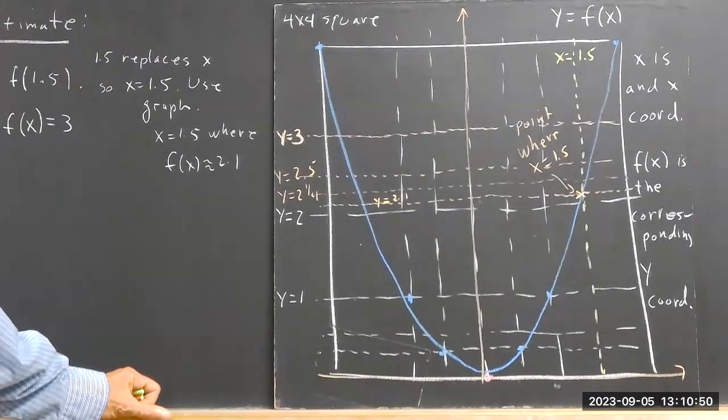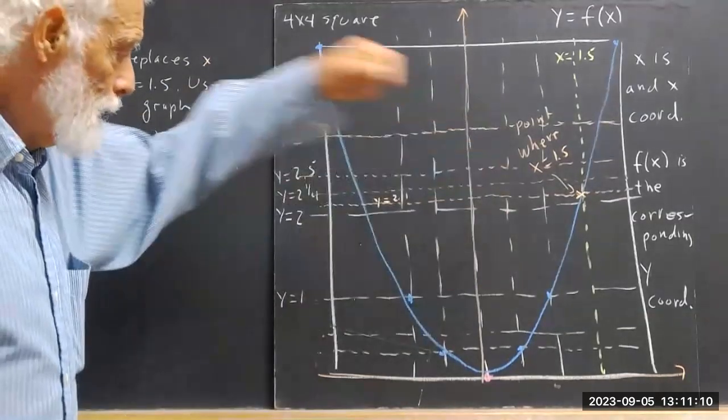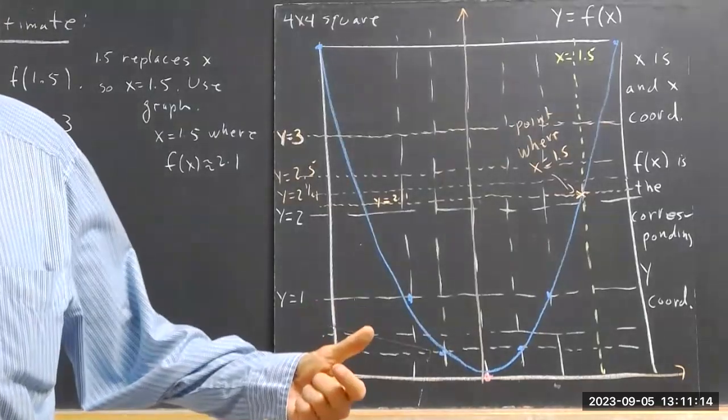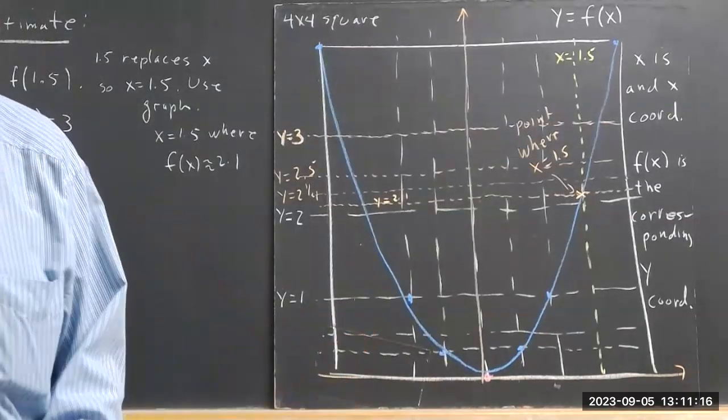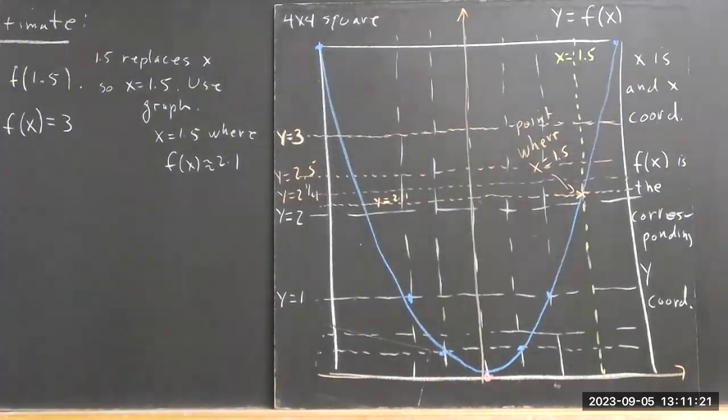Square 2.3, you get 5.29. So it's between 2.2 and 2.3. Actually, pretty close to 2 1/4. Okay. So this estimate was a little low because my graph wasn't the best. Your graph isn't going to be the best. You make an honest estimate off your graph, then you can check it with arithmetic and analysis and stuff.